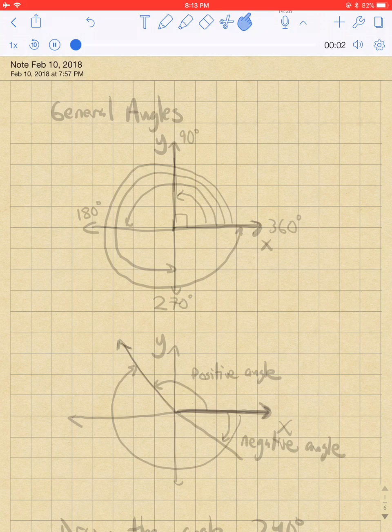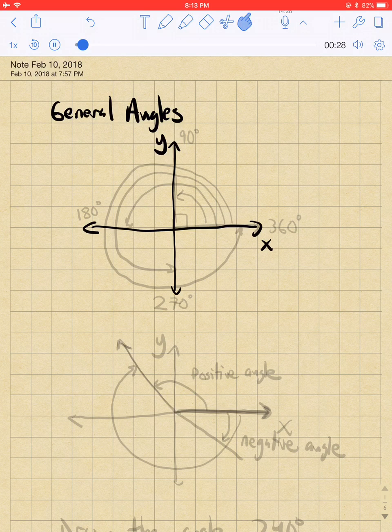Welcome to the program. Today we're going to be talking about general angles. And to do that, we're going to need to continue to refer back to a standard coordinate axis, which means that we have an X and we have a Y.